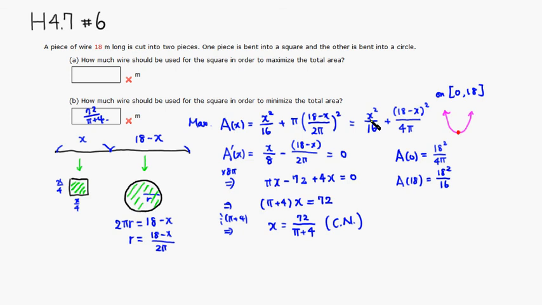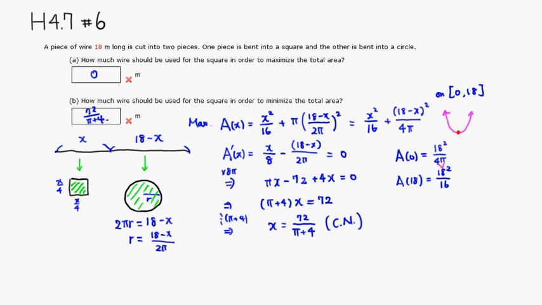So we have that. Which is larger? You notice that the numerator is the same, but the denominator has a pi, and pi is 3.14, so the denominator is smaller here, so we know that this is going to be the larger. So this is larger than the 18 squared over 16. So actually 0 is going to give you the maximum, which means that we don't use any wire for the square. We use the entire wire just for the circle.